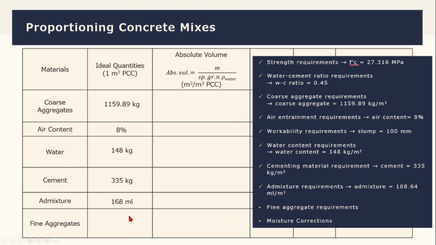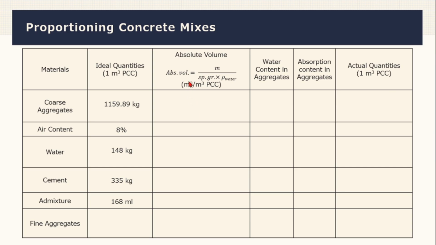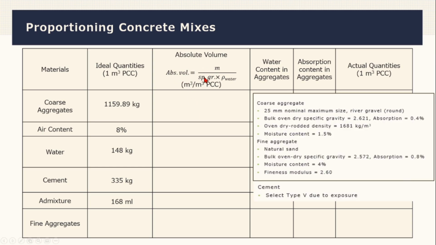Since this fine aggregate is unknown, we have to jump on this absolute volume and computing this absolute volume needing a specific gravity. From the problem, we have a given of specific gravity for coarse aggregate and fine aggregate. And let us use that on this equation.